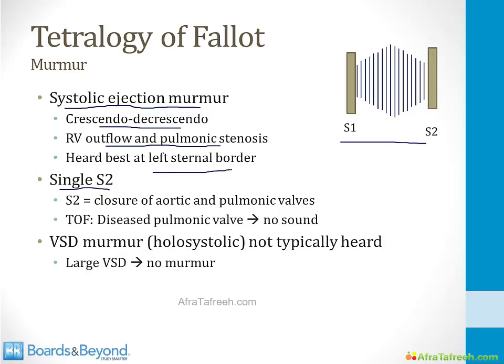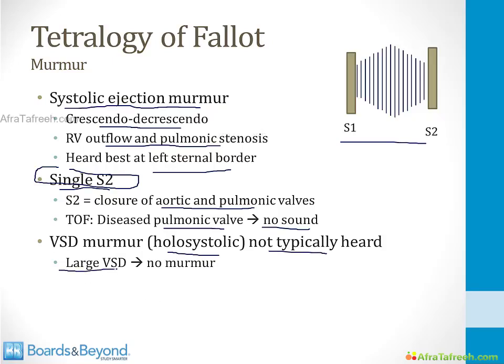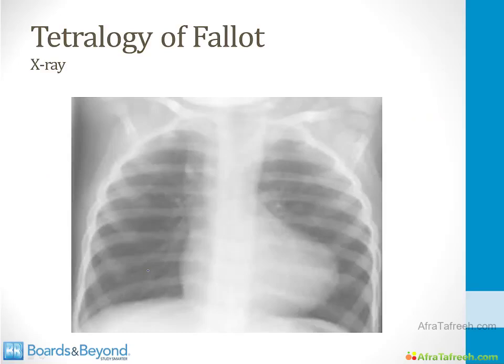the left sternal border. The single S2 occurs because S2 is the result of closure of the aortic and pulmonic valves. And in tetralogy of Fallot, there is a diseased pulmonic valve and poor flow through the RV outflow tract, and for this reason, there is no sound from the pulmonic valve. Therefore, you get a single S2. And you might be wondering if there should be a VSD murmur, which is a holosystolic murmur, but this is not typically heard. And that's because the VSDs in tetralogy of Fallot are very large, and therefore they do not generate a murmur.